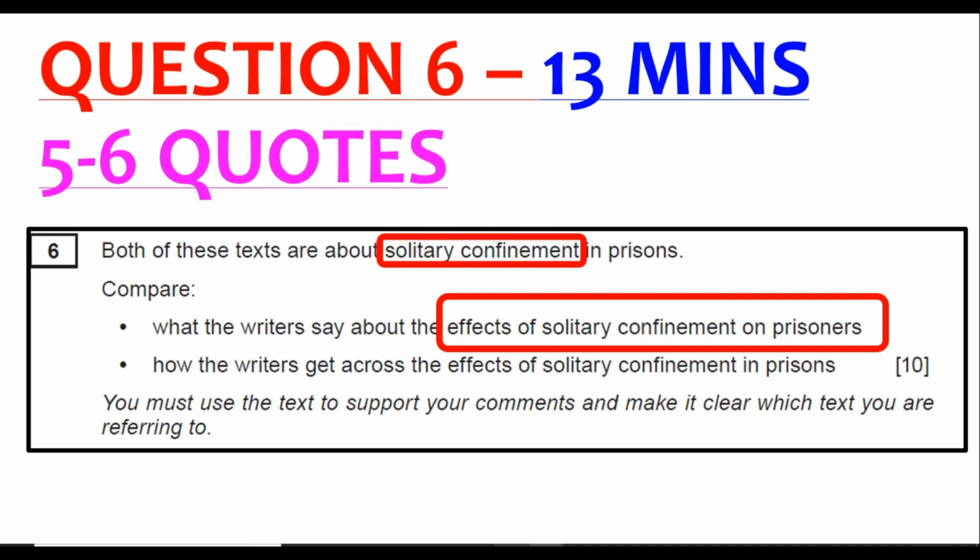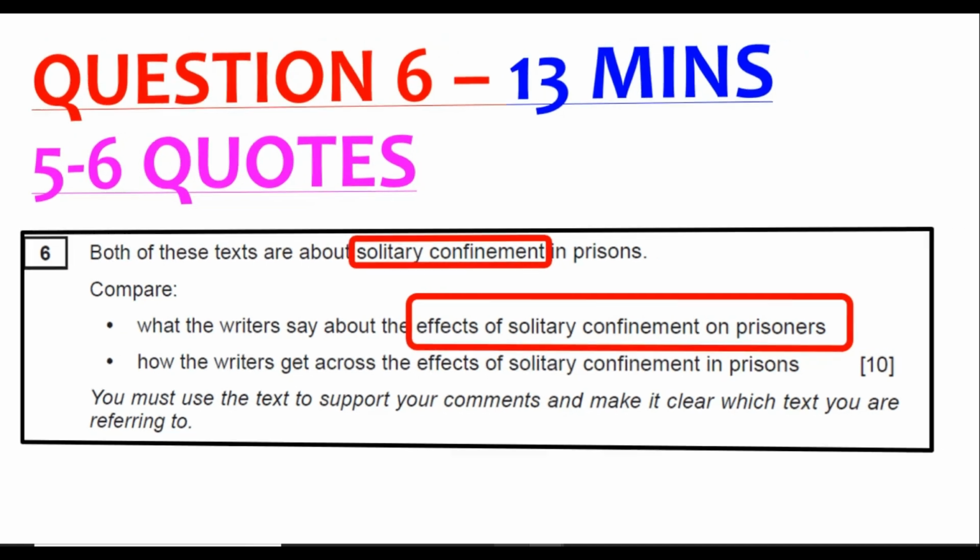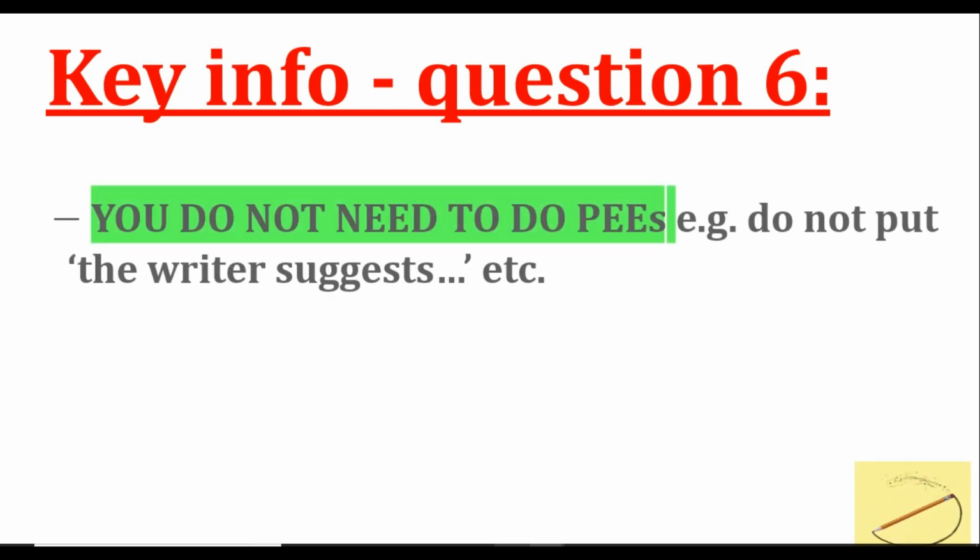If your student is looking for grade 4 to 6, I would ignore the second bullet point. I would ignore how the writers get across. So I wouldn't make these answers PEs. If you're someone who's looking for a grade 9 or 8, you need to do your PEs, but my students were looking for grade 4, 5 and 6. All I want you to do is find the information, okay, and I'll explain that more now. So you don't need to do PEs if you're looking for grade 4, 5 or 6.